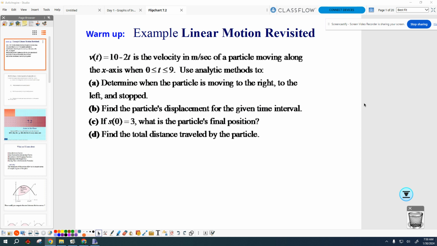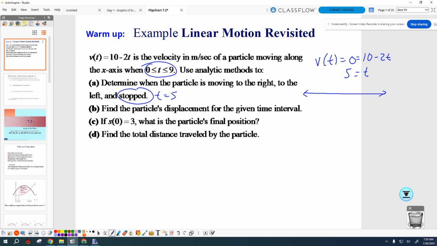All right, so let's look at this. Gave you a pretty simple equation for velocity. Gave a time span. Ari, how do I determine when the particle is moving right, left, and stop? You just set it equal to 0, and then you do a little number line thing, and then you see when it's positive or negative, and you see when it equals 0, that's when it stops. So what time does it equal 0? 5. So it stopped when velocity is 0.